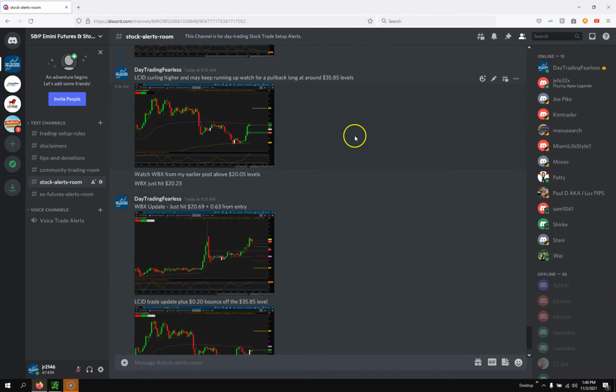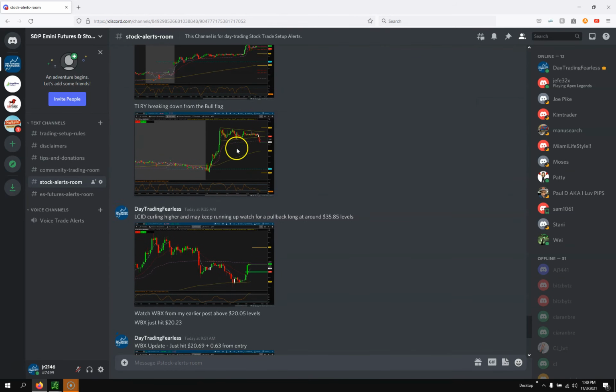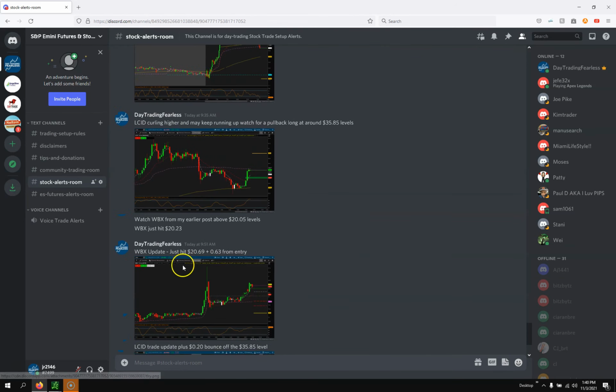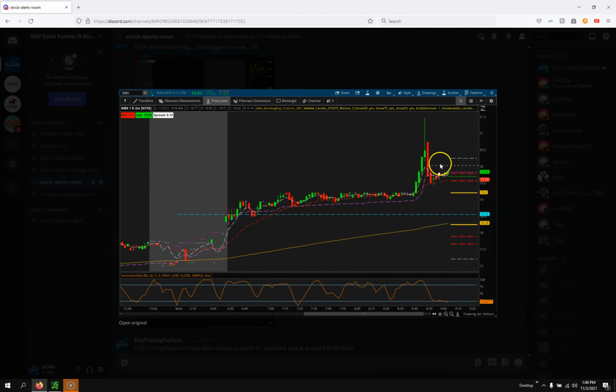And then finally, WBX, okay, where was it? I said I like WBX. Watch WBX around the 20.05 level. I did a post right here, right? We want price to break above 20.05, right? Because this is what I was looking at, this high of the candle. If we could break above, I thought it could have some legs to run.